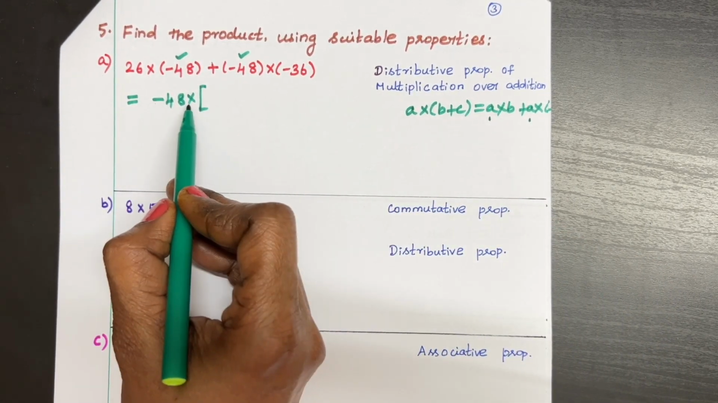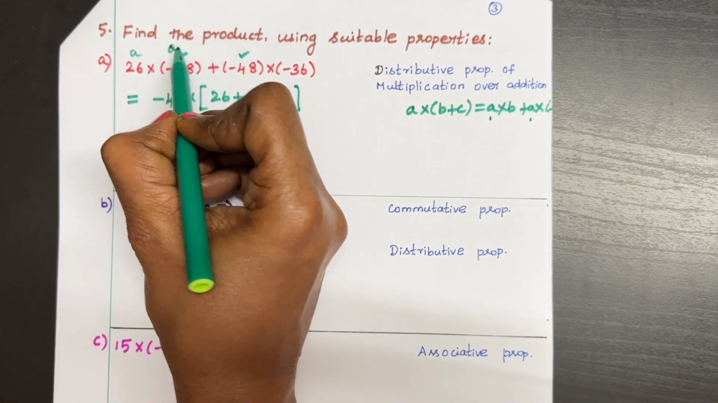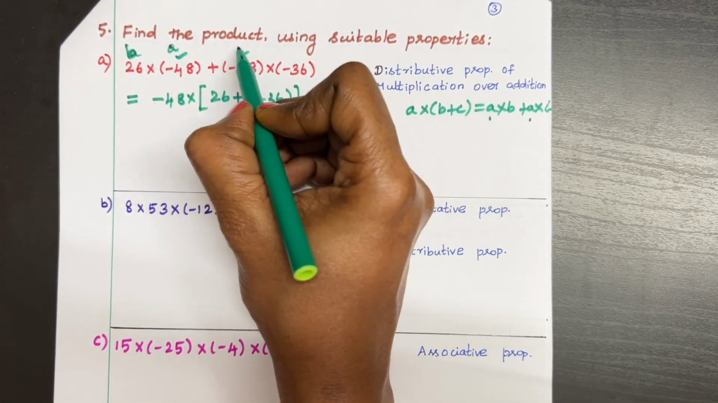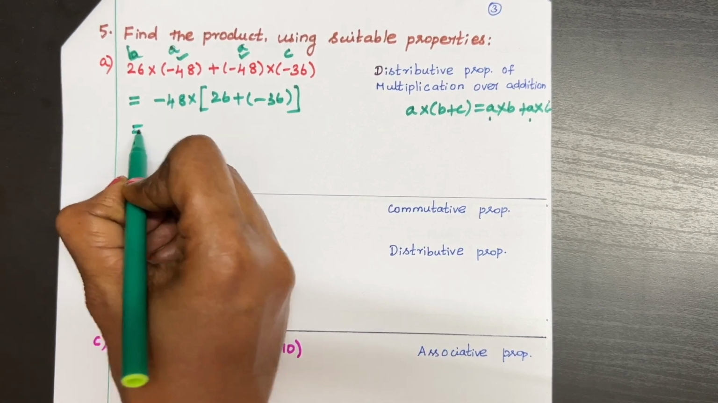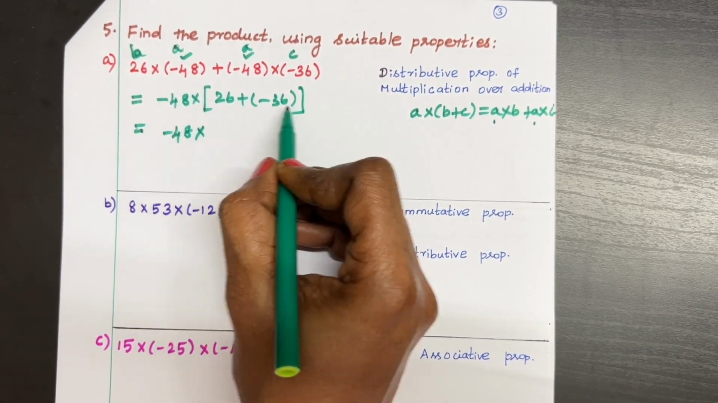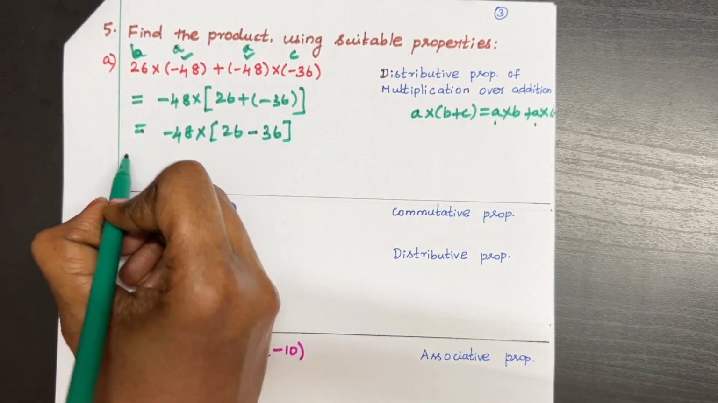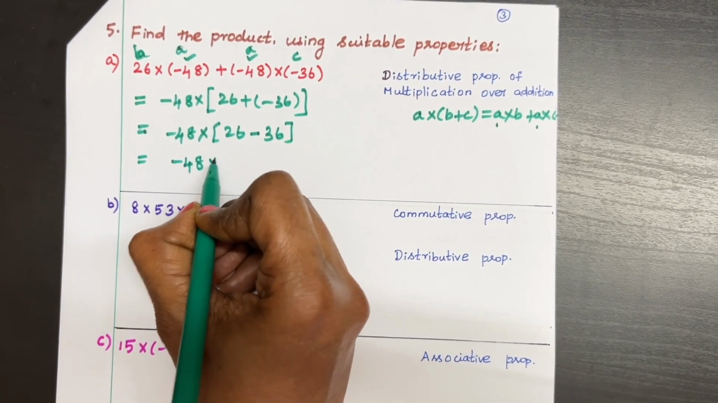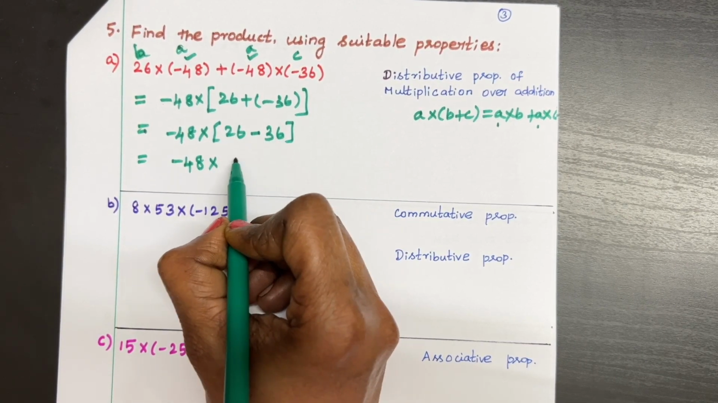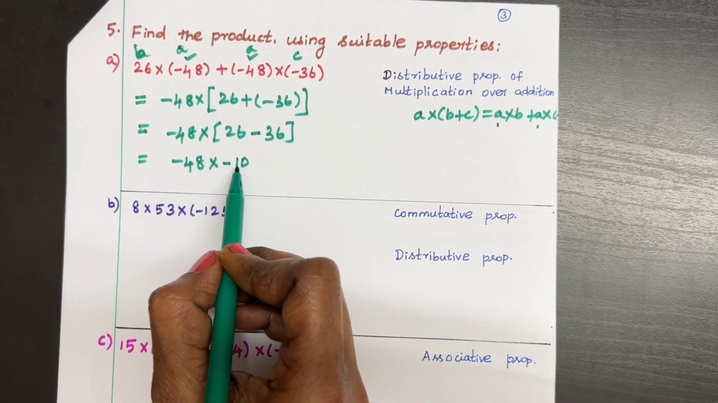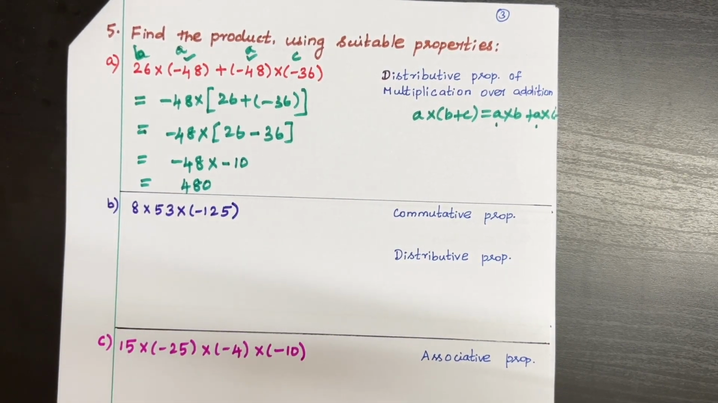So commonly, minus 48 into 26 plus of minus 36. Now this is A and B, again A, this is our C. See, A into B plus C. This is equal to minus 48 into, we need to see different symbols, 26 plus into minus gives you minus 36. This is equal to minus 48 into 26 minus 36. Different signs means we need to subtract. So 26 minus 36 gives you 10, but negative 10. Negative into negative, positive. The answer is 480.